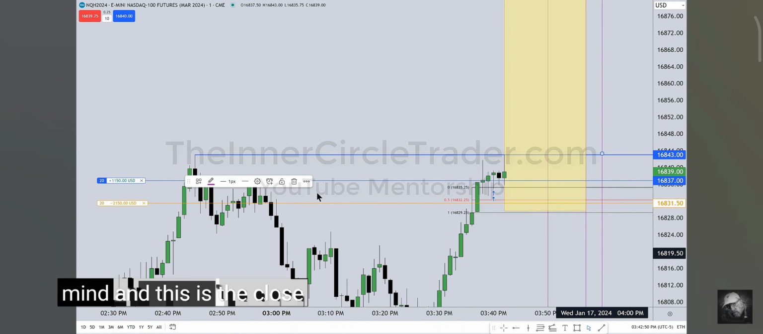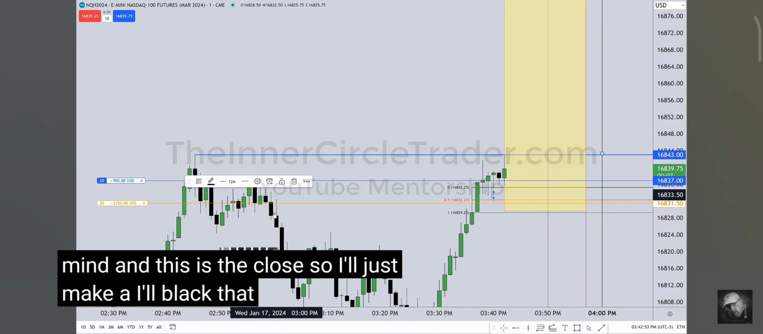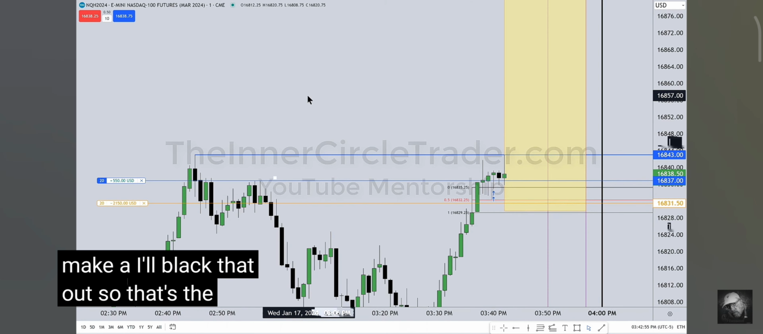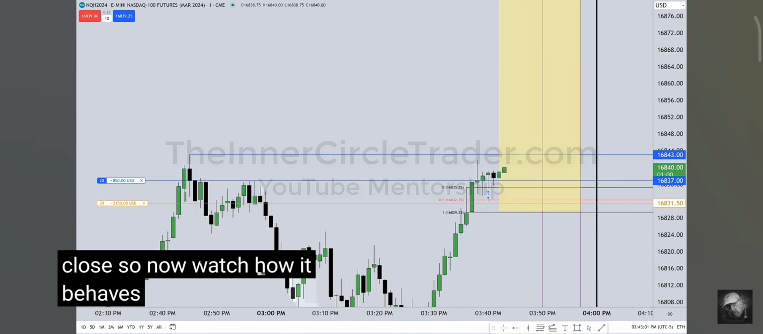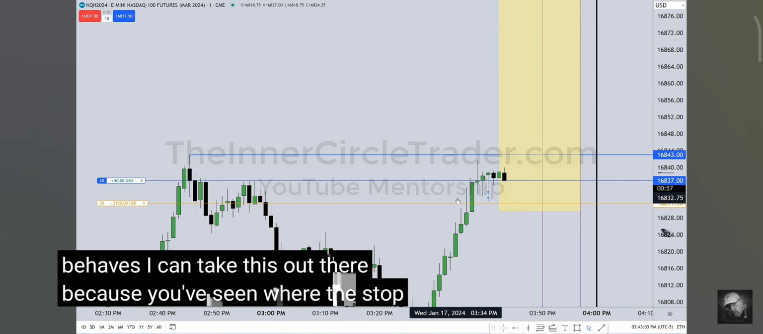And this is the close, so I'll just make that, I'll black that out. So that's the close. So now watch how it behaves. I can take this off there because you've seen where the stop is and why.